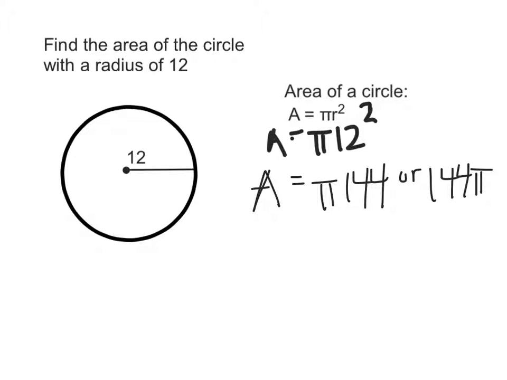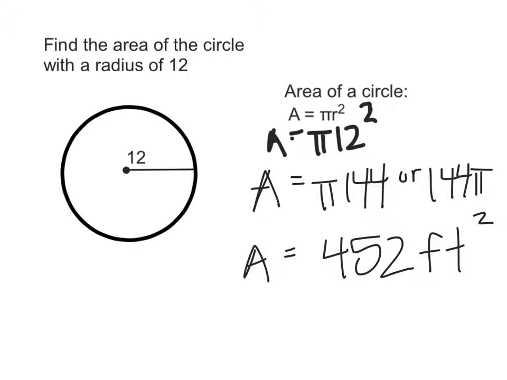So our answer can either be 144 pi, or we can multiply 144 times pi, which will give us about 452 feet squared. So again, two ways. You can leave the pi or you can multiply it. So let's try showing both answers.